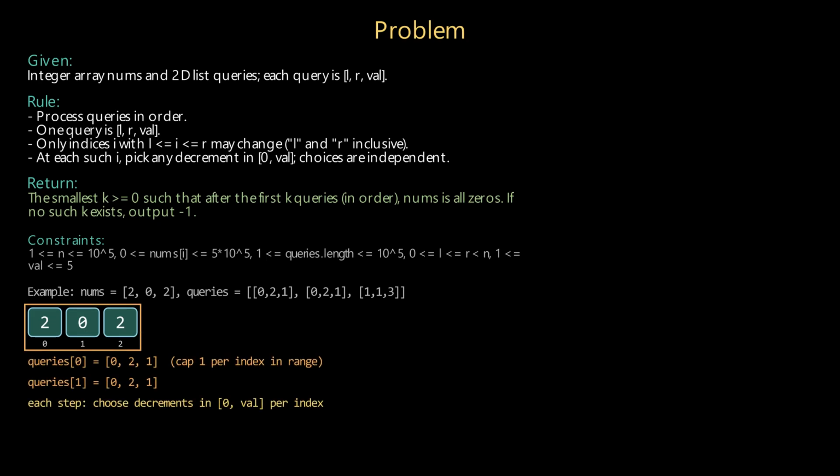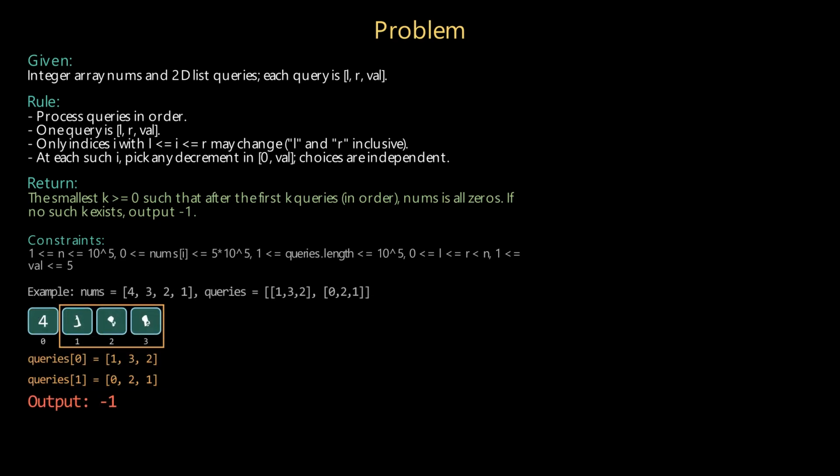Example 1, nums is 2, 0, 2. 3 queries: 0, 2, 1, then the same again, then 1, 1, 3. First query covers all 3 indices with cap 1. Subtract 1 at index 0 and 1 at index 2, the middle stays 0. That gives 1, 0, 1. Second query does the same again, giving all zeros. We never need the third query, so the minimum k is 2.